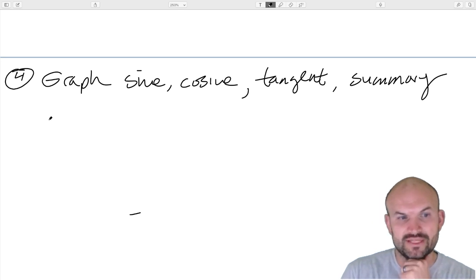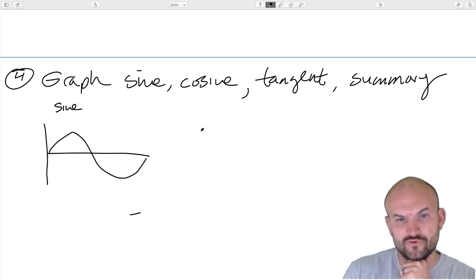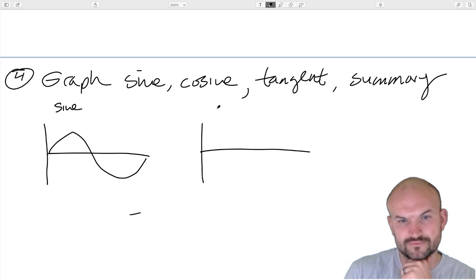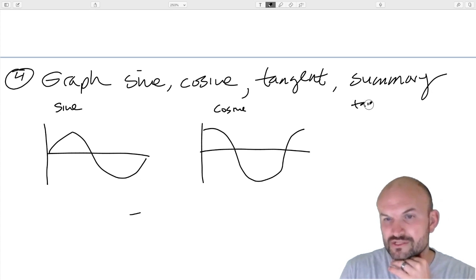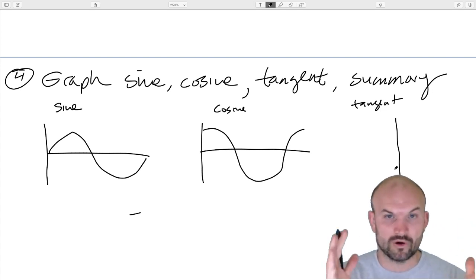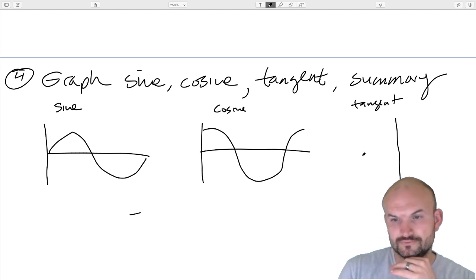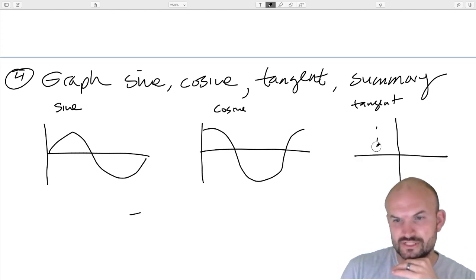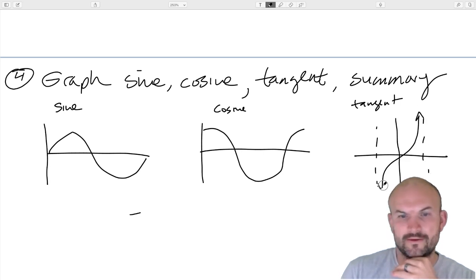I think the main important thing is knowing the parent graph for each of these functions. Because when you're graphing these functions, not the parent graph, the initial period of each of these functions. So the initial period is basically one period of the graph without any repetitions. And then for tangent, it looks something like that. Okay.